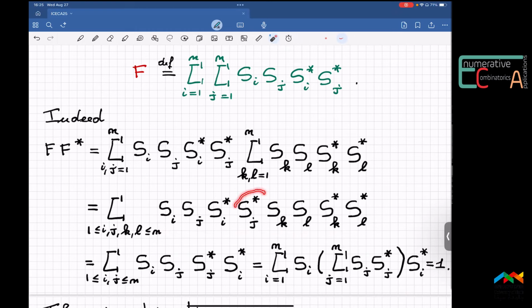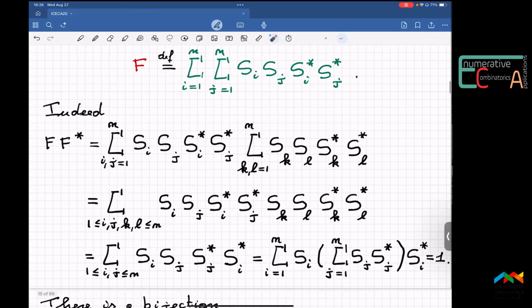But now you see, of course, that here I have an S star followed by an S. So this is 0 except when k equals j, so the summation over k goes away. When k equals j, this is 1, so it disappears. Now I have S_i star S_l. So again, this is 0 unless l equals i, so the summation over l goes away. And when l equals i, this is 1. So in the end, we are left with the summation over i and j, S_i S_j, this has all disappeared, k has to equal j, S_j star, l has to equal i, S_i star.